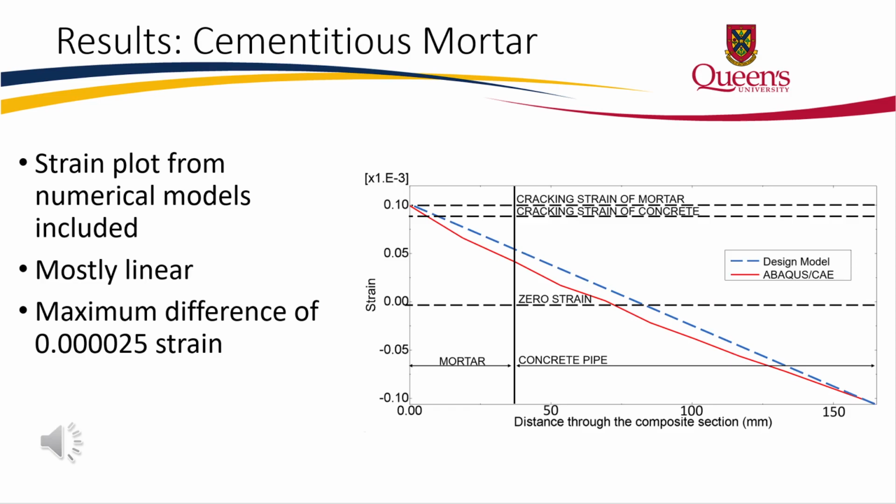Once again, the strain path from the numerical model is shown in red. The maximum difference between the lines is 0.000025 strain.